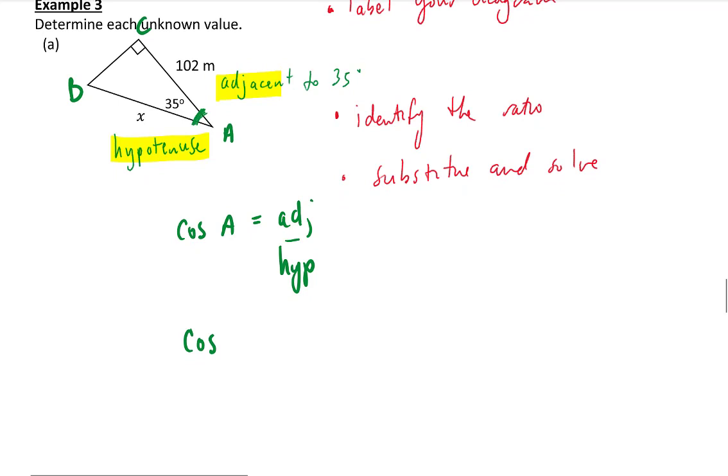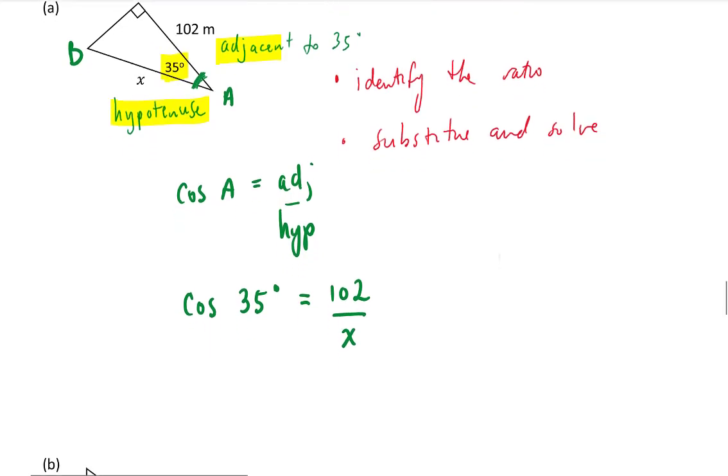Okay, so cosine of angle A. We go over here, we have angle A. It's right there, 35 degrees. So we have cosine of 35 degrees, which our calculator can determine the side lengths, is equal to, well, let's start with the adjacent. Remember, cosine is adjacent. Adjacent is 102 meters, and the hypotenuse is x.